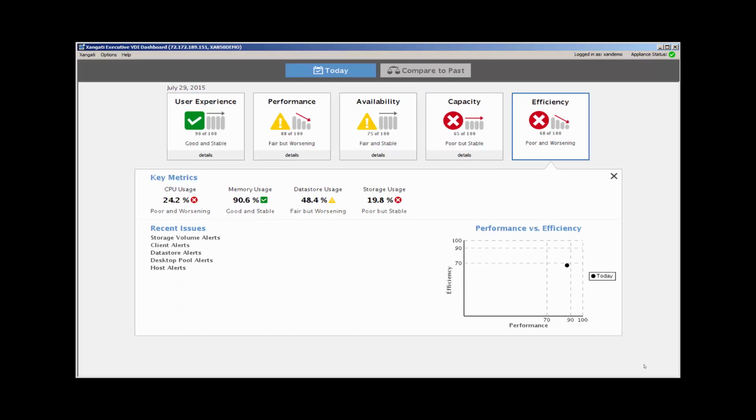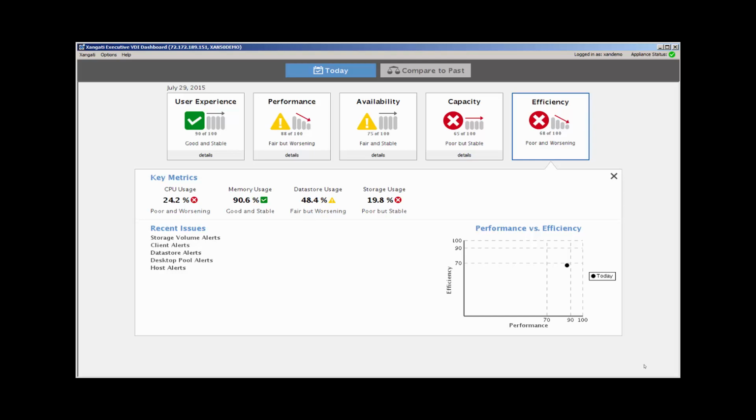And lastly, efficiency. You don't want to be running your infrastructure too lean. You don't want to have too much slack or wastage going on. So the efficiency score is based on how much of your capacity you're using, and it's to keep an eye on making sure that you're getting your money's worth.